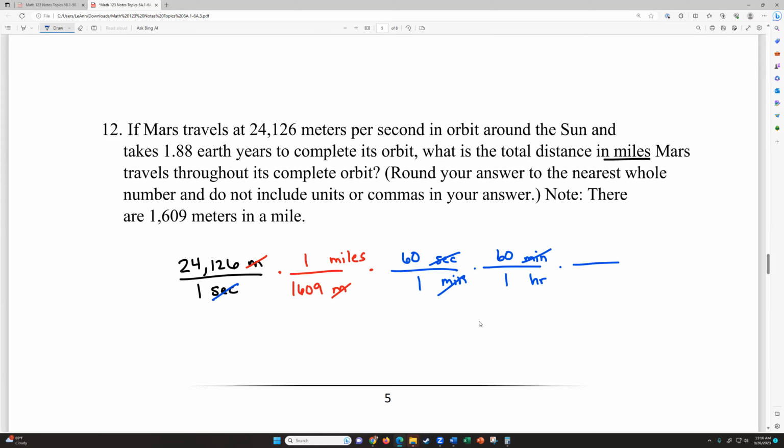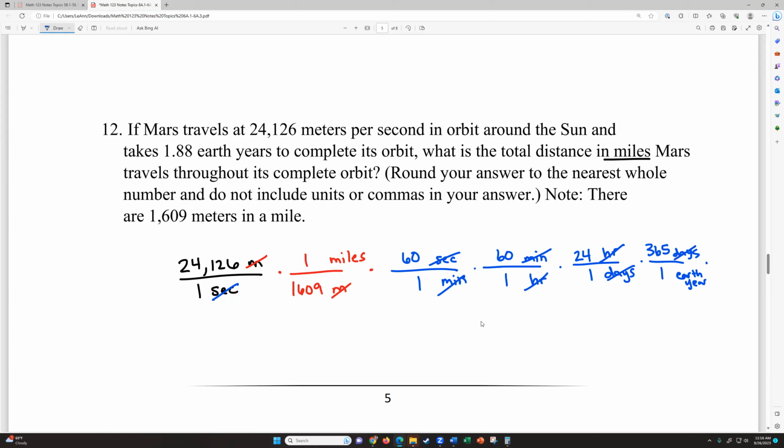Then we're going to convert that to days. So we have hours on top, days on bottom. There are 24 hours in a single day. Okay, so we're getting close. Now we want to figure out how many days are in a year because we're talking about an Earth year. So there are days on top, so it'll cancel with days on the bottom. I'm going to write Earth year since they want to be specific about that. There are 365 days in a standard Earth year.